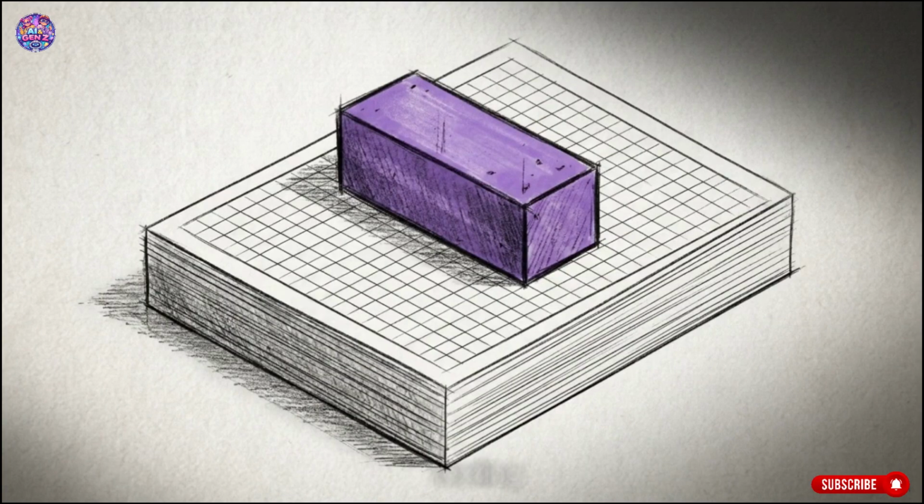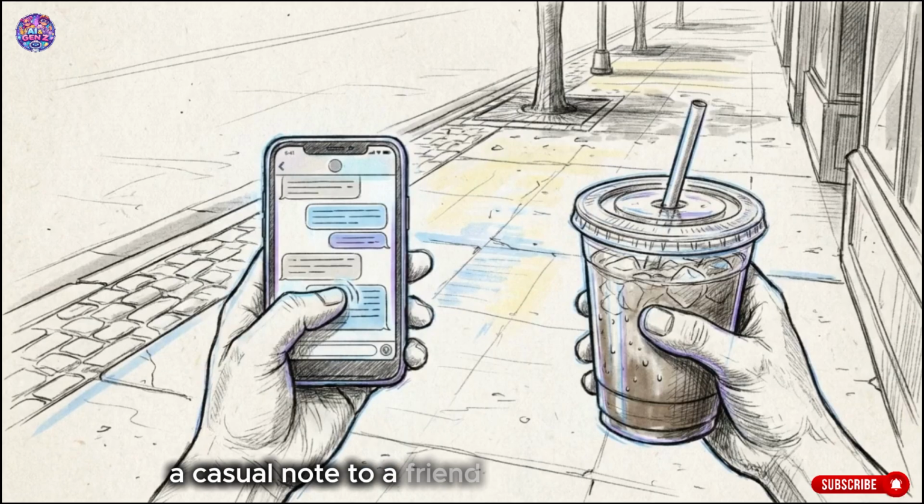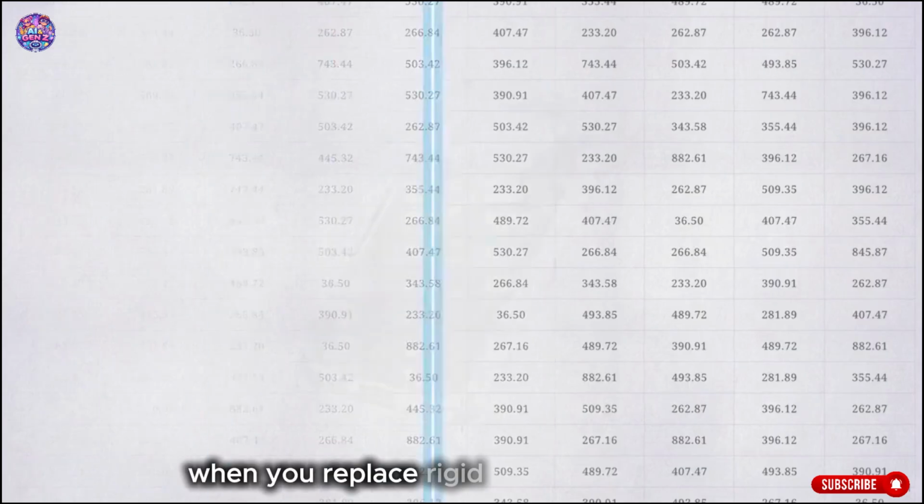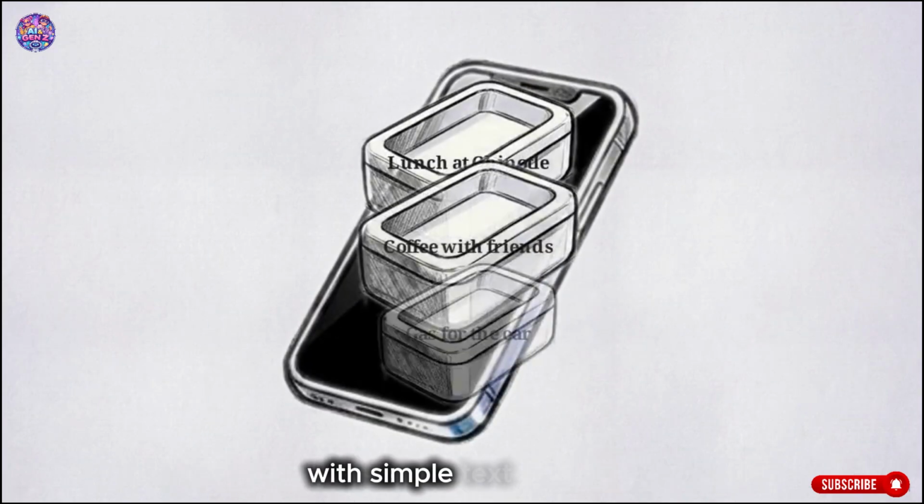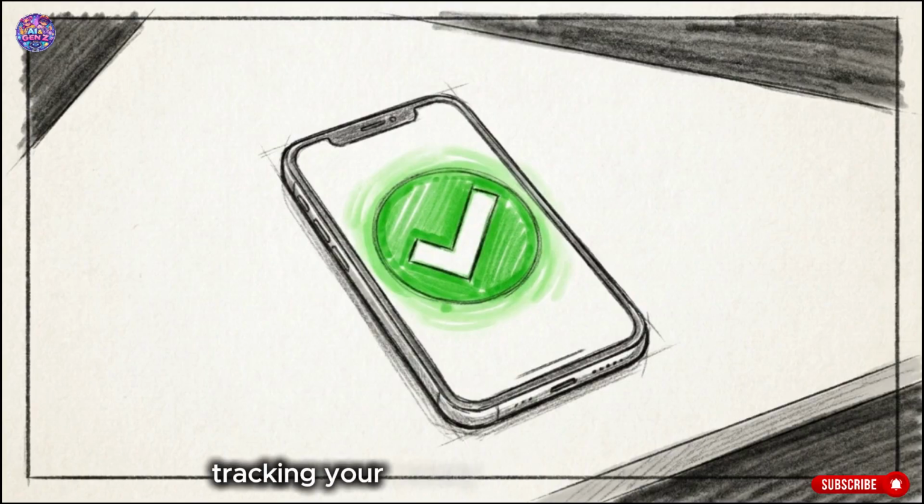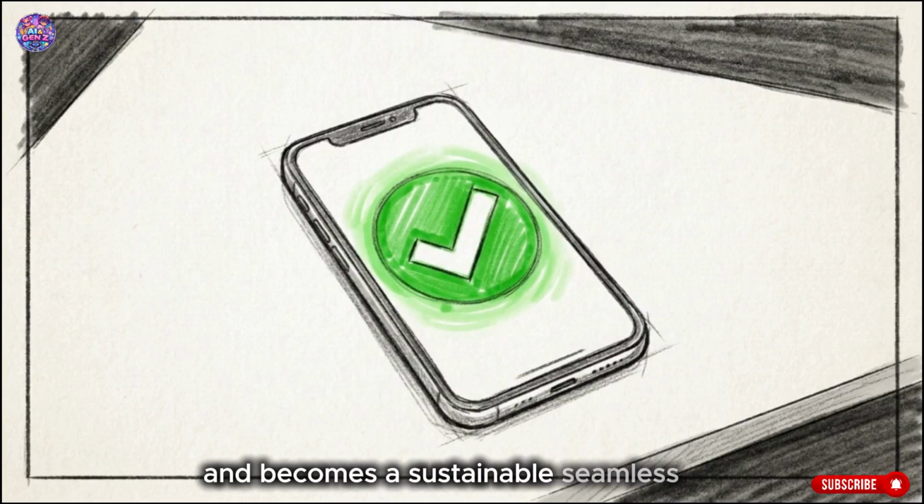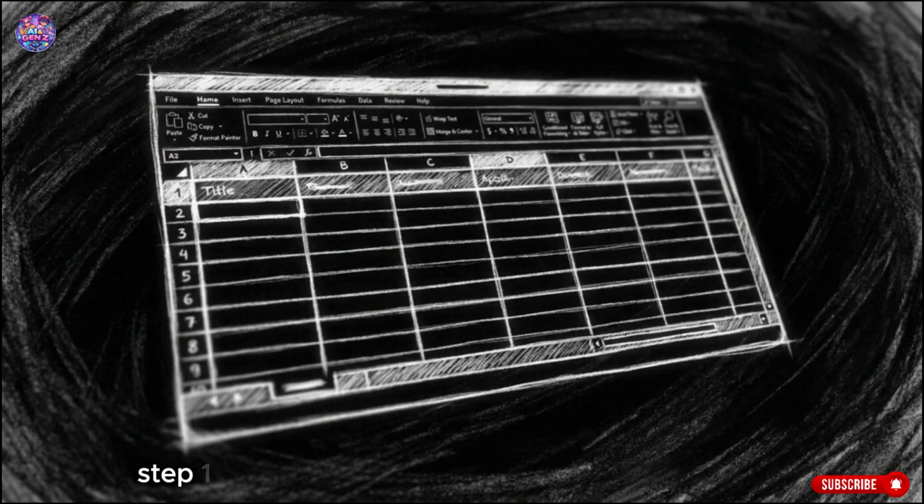Texting a casual note to a friend is already a daily reflex. When you replace rigid spreadsheet columns with simple text messages, tracking your money stops being a chore and becomes a sustainable, seamless habit. Step 1 is building the storage foundation.